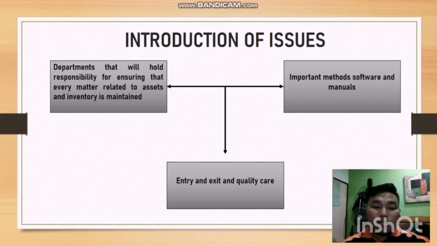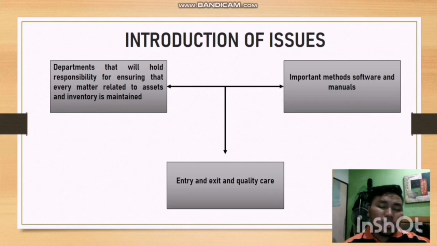For the last point, entry and exit quality care. For the entry and exit quality care, the role played by the asset and inventory departments is to take care of everything related to assets and inventory in terms of product entry and exit quality care.